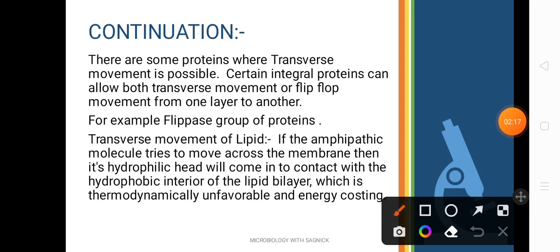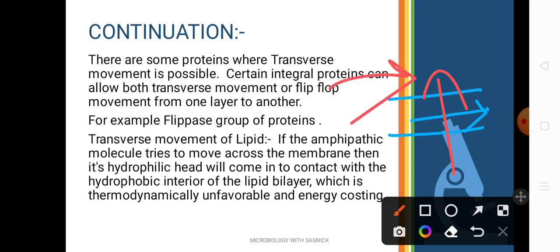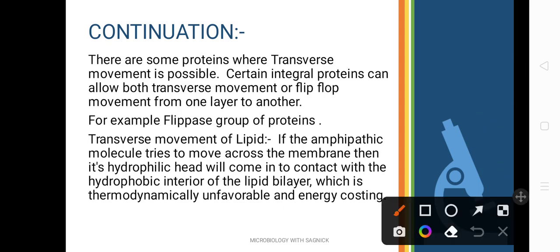Now, transverse movement is also possible. How lateral movement is going on, we have discussed, and that is what I have mentioned here with the blue color. Transverse movement means the lipid or protein will move in this way. That is what I have mentioned with the help of the red color. Transverse movement is possible in the case of some kinds of integral protein. This kind of movement is known as flip-flop movement from one layer to another layer, and it is mainly observed in the case of the flippase group of proteins.